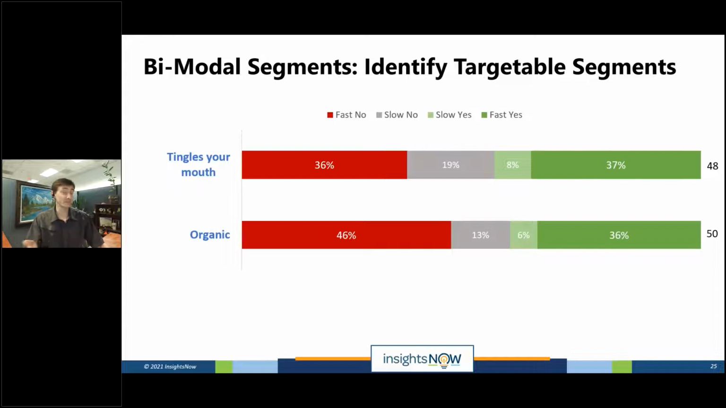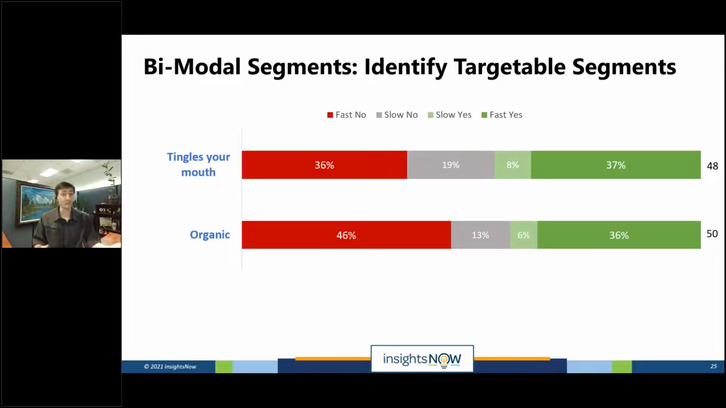We added some sensory characteristics, like tingling your mouth. Notice here, it's pretty much a split. Those people that are positive are mostly implicit positive. Those people that are negative are mostly implicit negative. So you see here that "tingles your mouth" could be a really important attribute to go after. However, it's only going to pertain to a subset of the population. So it may be useful as a line extension or something that could be added to your innovation process. Organic is another one.